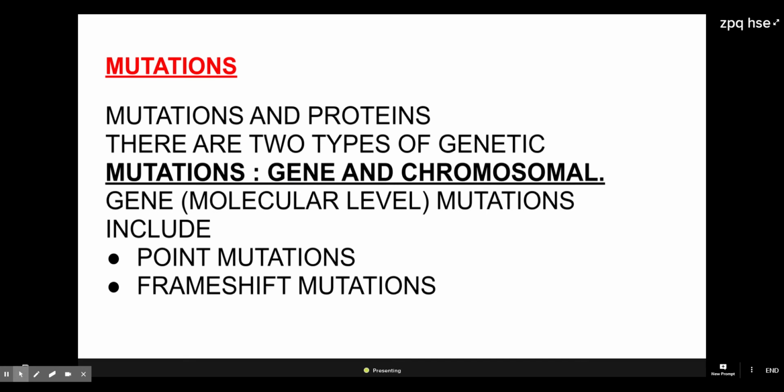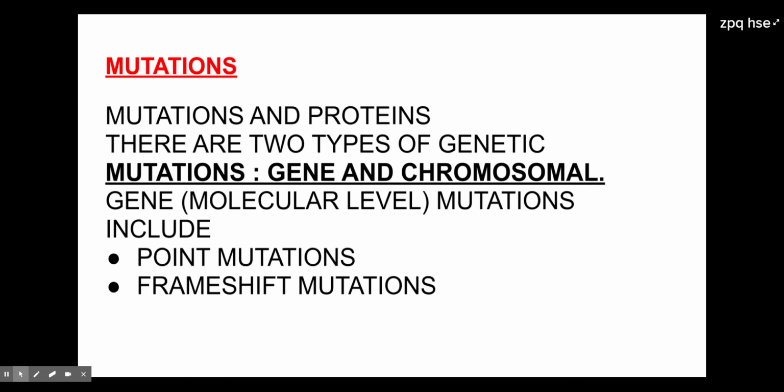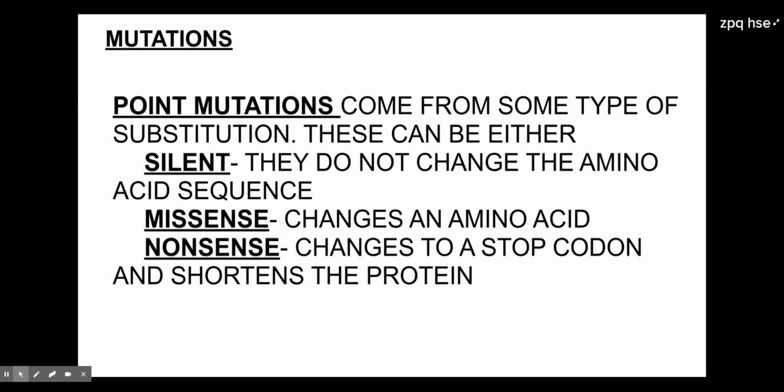So gene or molecular level mutations can be two types. You can have a point mutation, which means a single nucleotide changes, or you can have a frameshift mutation, in which the whole reading frame gets put off. Point mutations, which again are the smaller gene mutations, can be three types. You can have a silent mutation, which means exactly what it says. You can see no discernible difference.